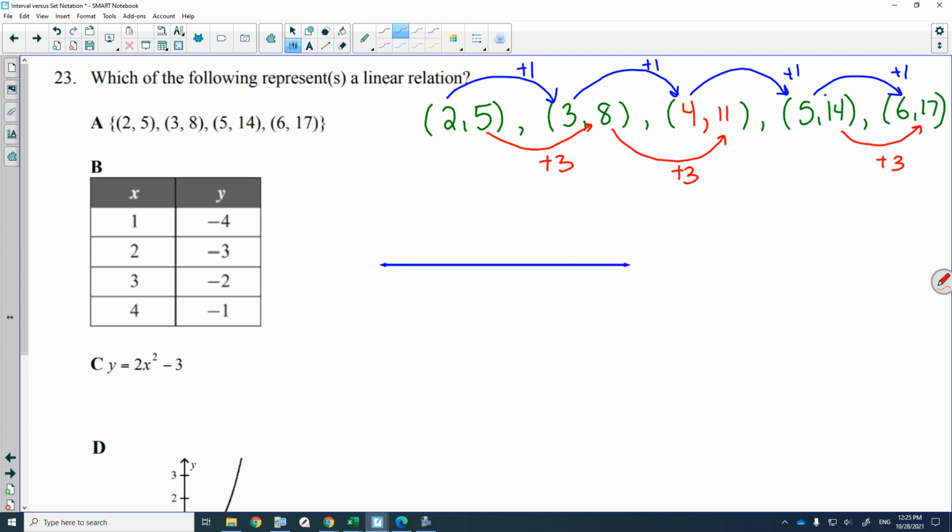How you tell if these points would connect into a straight line is you have to have a constant change. So what that means is all the x's have to go up by the same number, and same with the y's. This, if you plotted it, would be a linear relation. It would be a straight line because all my x's go up by a constant value of +1, all my y's go up by a constant value of +3.